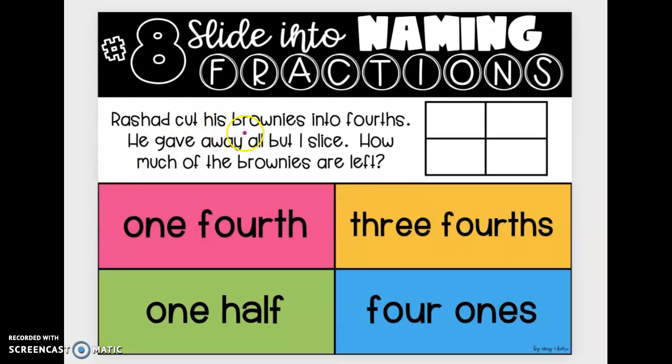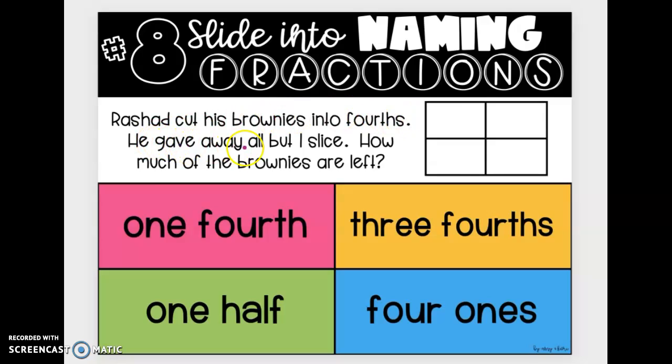Rashad cut his brownies into fourths. He gave away all but one slice. How much of the brownies are left? So, Rashad had a pan of brownies and he cut it up into fourths. How many pieces did he cut it up into? That's right, 4. He cut it up into 4.